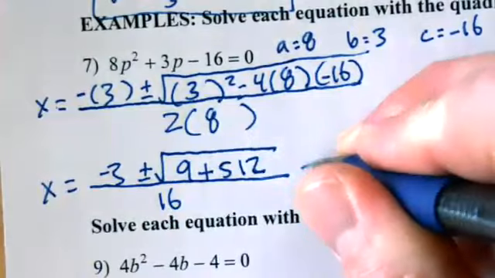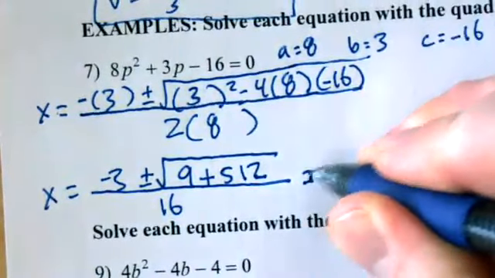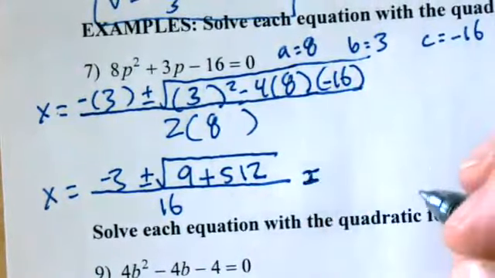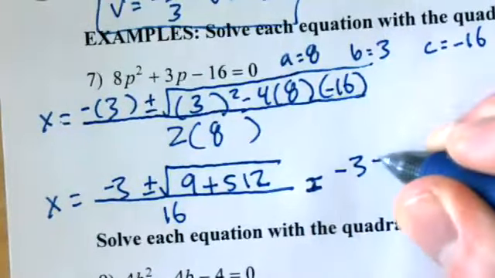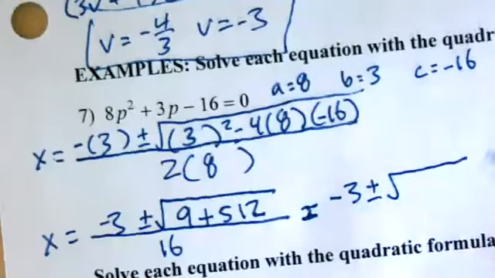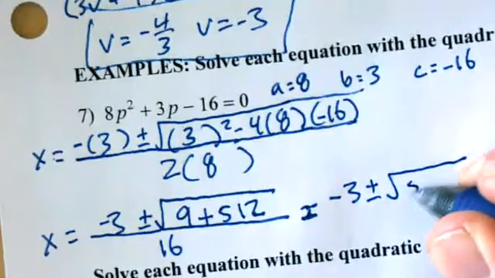And then we're almost there, I think. Well, it depends on whether we can simplify our radical or not. 9 plus 512 is 521.